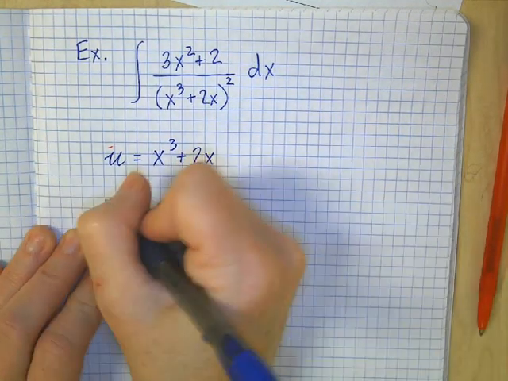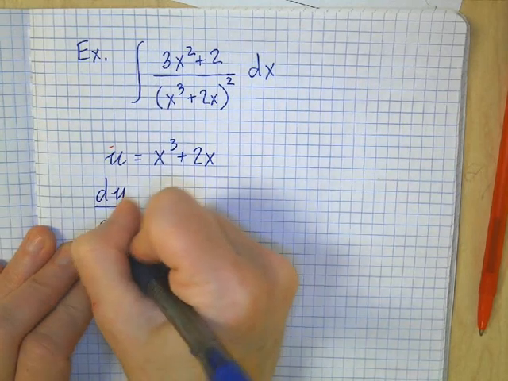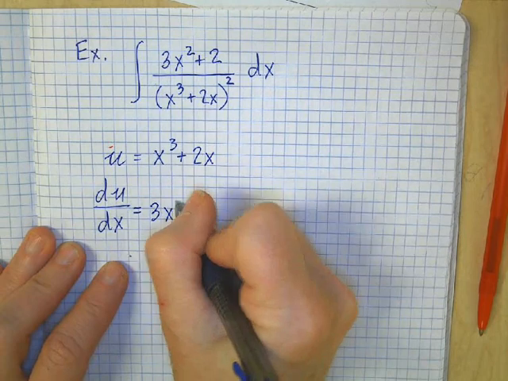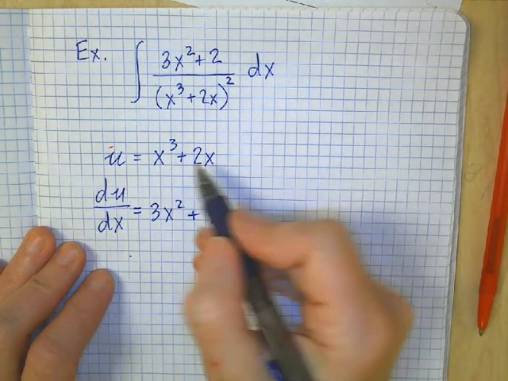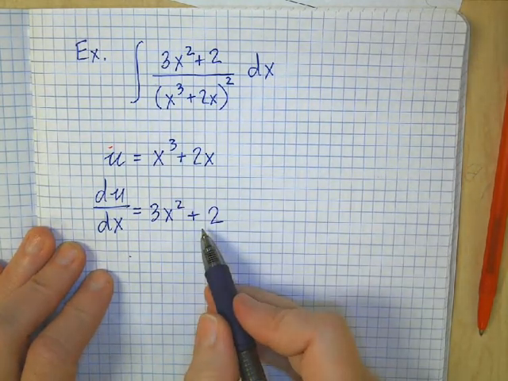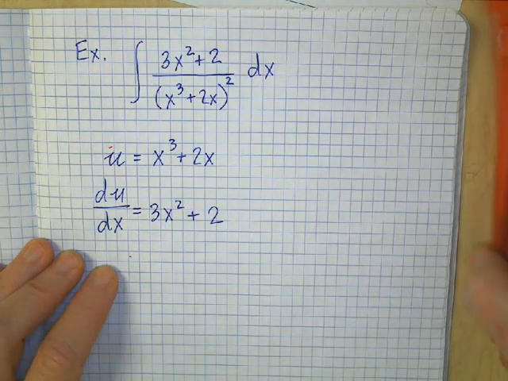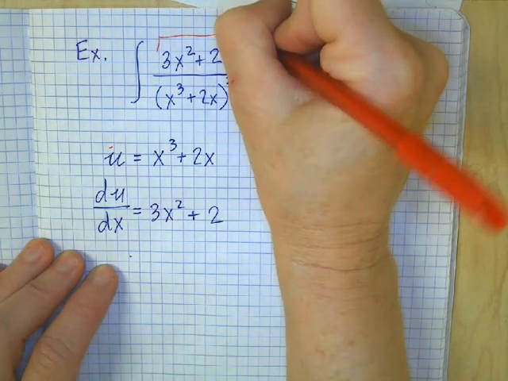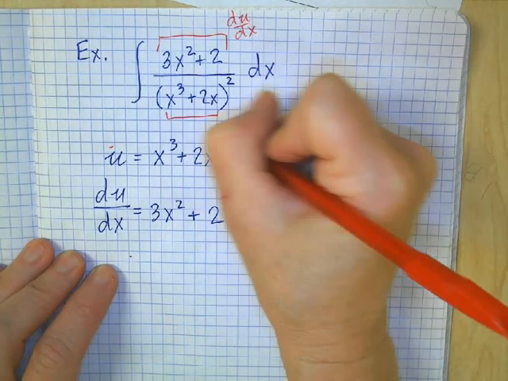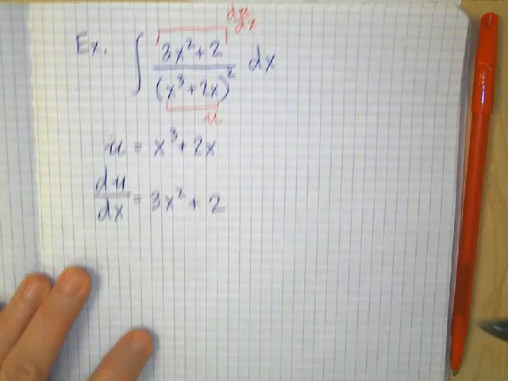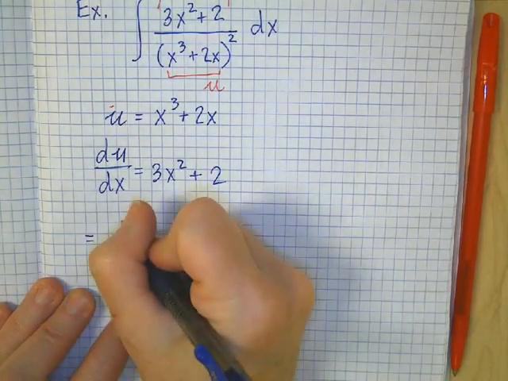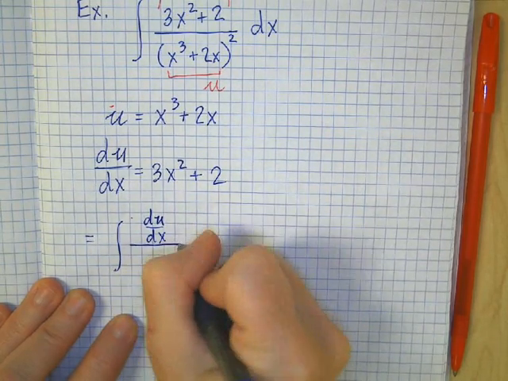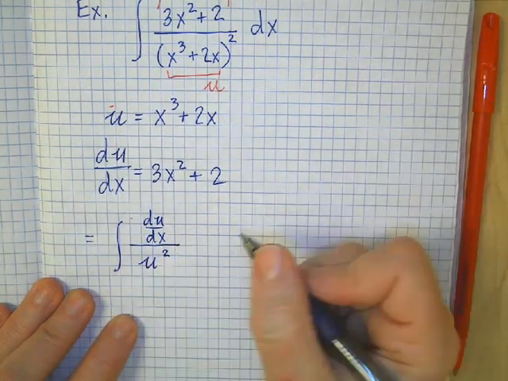So my du dx, my derivative of u, is going to be, bring down my 3, that would be 3x squared plus 2. So I'm just taking the derivative of this. Now I'm going to see, is it up here? Do I have the derivative? Yes, I do. So this right here is my du dx, and this right here is my u. So now I can go ahead and rewrite my integral as du dx over u squared times dx.